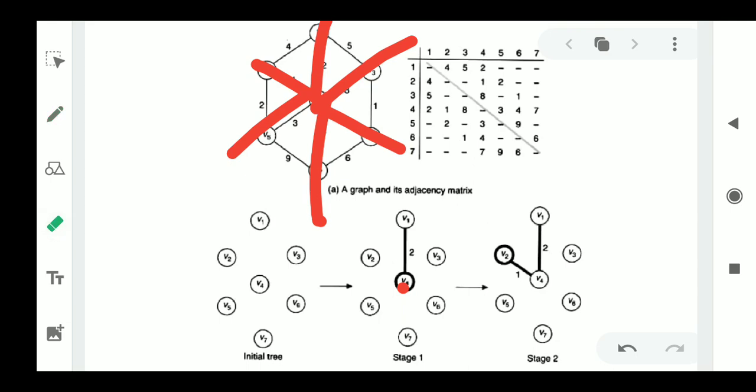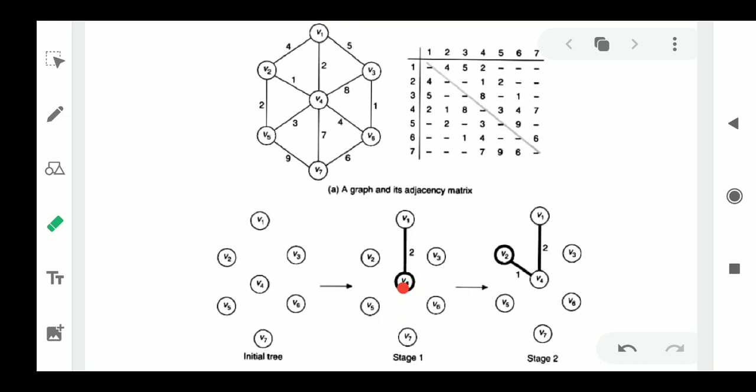Why? Because V4 is located at the center. V4 is the center node. Each and every node in the graph is directly connected. That's why among all of them, I will choose the one having the least cost. Among all of them, V2. V4 to V2 is the least cost one. That's why I have selected V4 to V2 here. I have drawn an edge between V4 and V2.